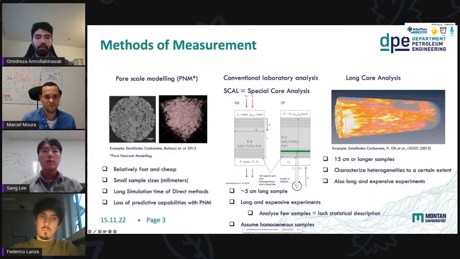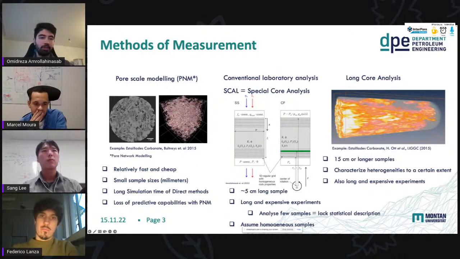With the new methods of measurement, we have pore scale modeling, which uses a more fundamental set of formulas to calculate the relative permeability and capillary pressure. But here we are dealing with a very small sample. This can be relatively cheap and fast, but the problem is that the information you get from a small sample may not be applicable to a larger sample or the rock. There are different approaches here.